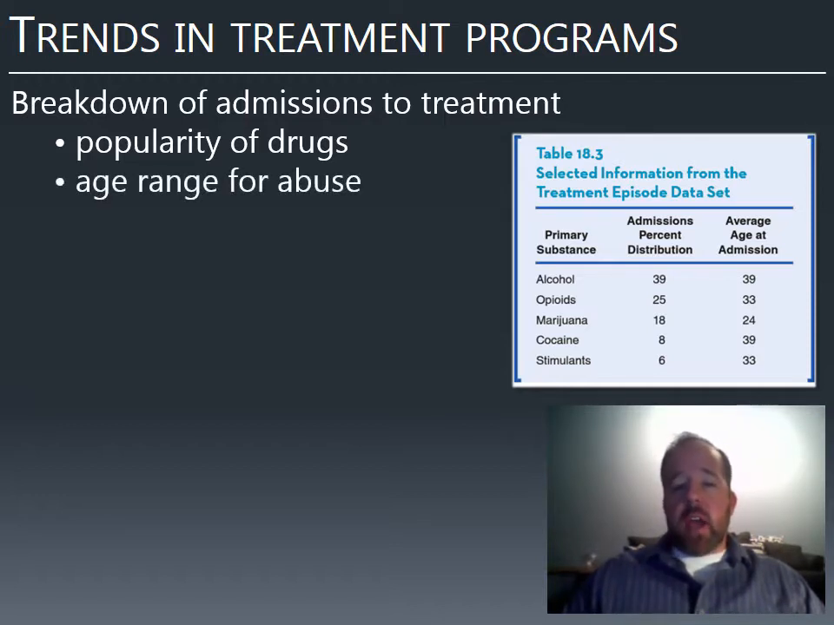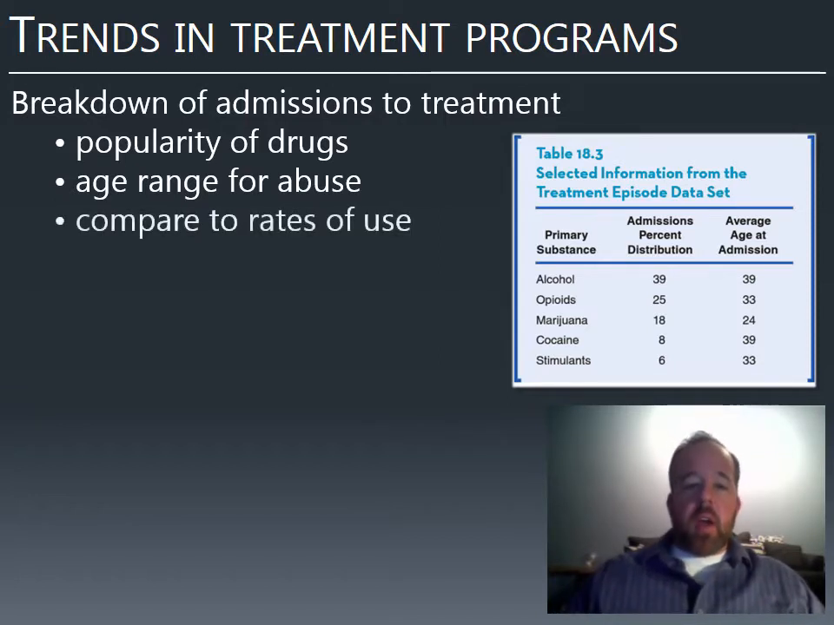We can also look at what age range, what socioeconomic status, what sort of person is abusing drugs, but again, filtered through those that are actually seeking treatment. And we can look at the rates of use and compare that to the rates of individuals coming in for drug treatment. So alcohol is the most popular drug in the US, and so not surprisingly, it accounts for a large portion of drug treatment programs.